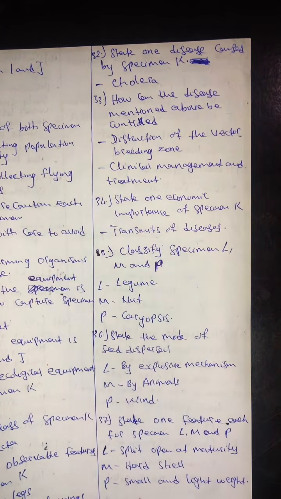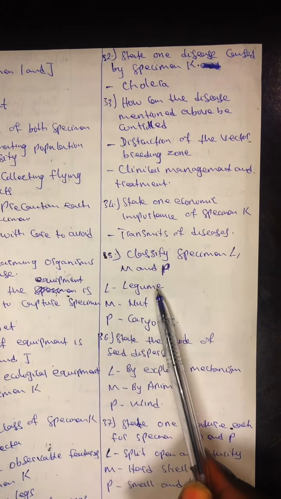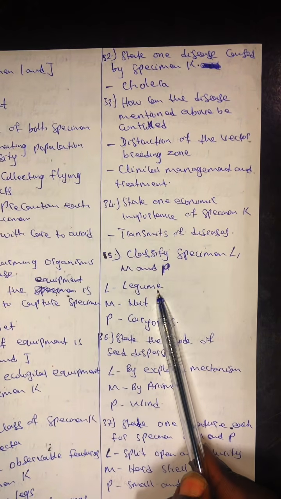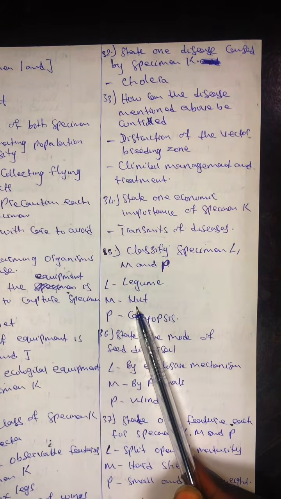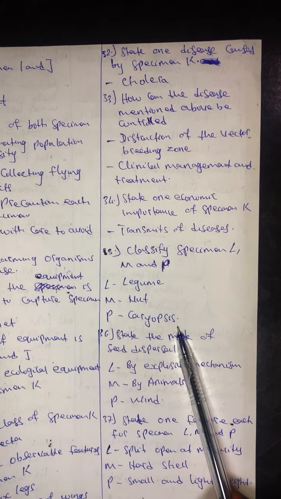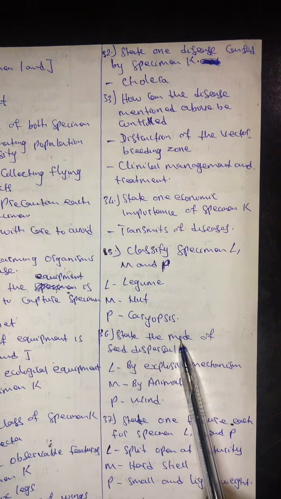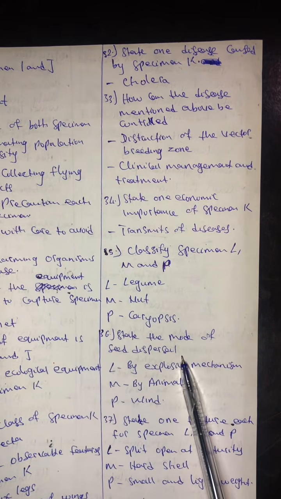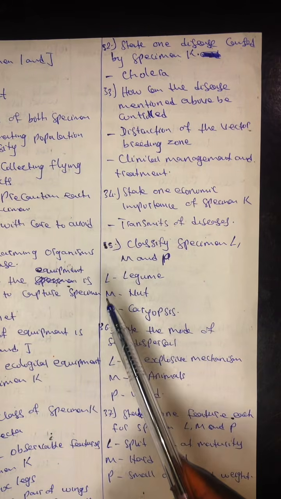35. Classify specimen L, M, and P. Specimen L is legume. What is specimen L? When you check, it is pride of Barbados. Specimen M is a cashew, excuse me. Specimen P is caryopsis because it is sorghum. Number 36. State the mode of seed dispersal in L, M, and N.